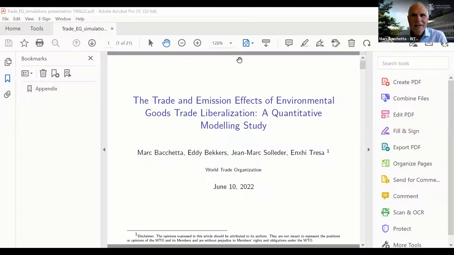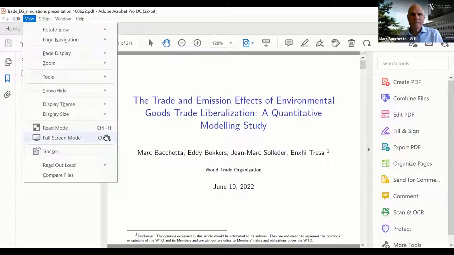Yeah, can you see my screen? Can indeed. Yep. I just want to have it in full screen mode. Here we are. Voila, there you go.